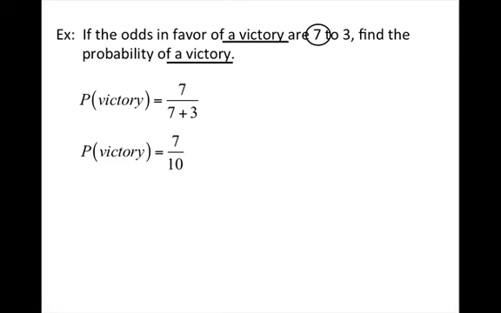So let's look at some examples. If the odds in favor of a victory are 7 to 3, find the probability of a victory. This time my words match. I'm given the odds for a victory and I'm asked for the probability for a victory. So I'm going to use the first number over the sum. So the probability of a victory is 7 over 7 plus 3, which gives me 7/10.